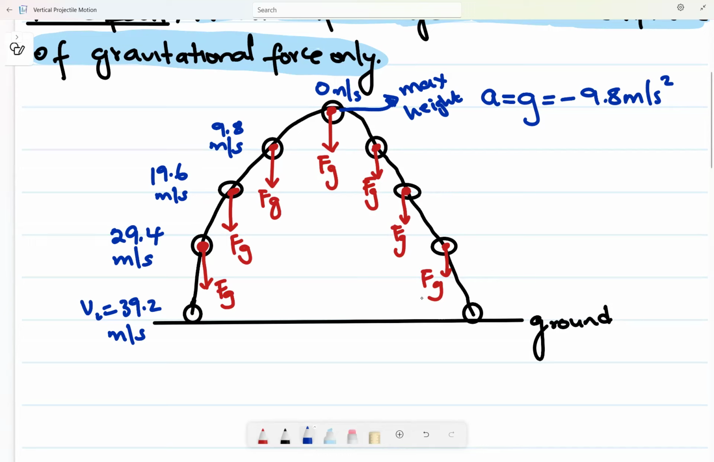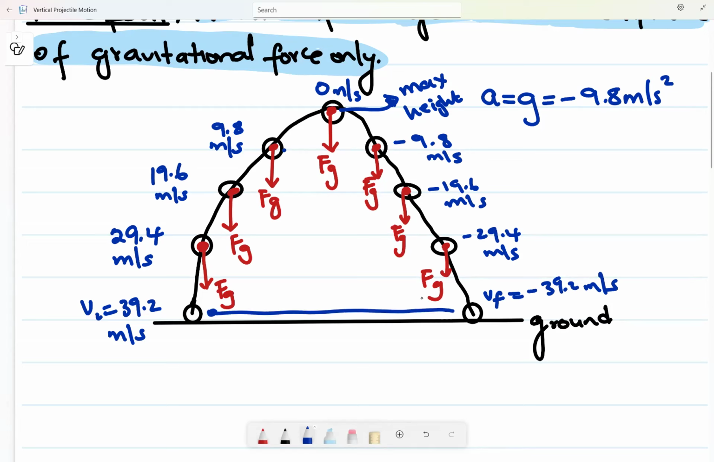Now I want you to see something. As we move downwards, it is still moving under the same constant acceleration that is acting downwards, right? So now here, instead of having positive numbers, we'll have negative 9.8 meters per second. Here we'll have negative 19.6 meters per second, then negative 29.4 meters per second. Finally, the velocity will reach negative 39.2 meters per second.